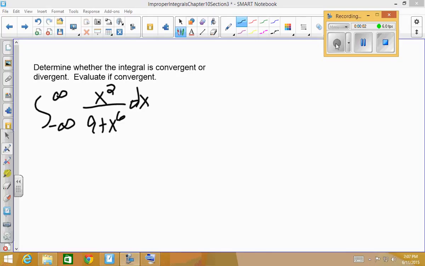Determine whether the integral is convergent or divergent. Evaluate if convergent. This is an improper integral. We know because the limits of integration are infinity and negative infinity.